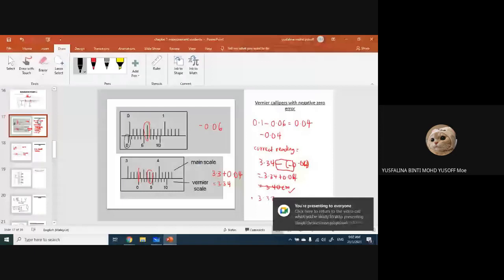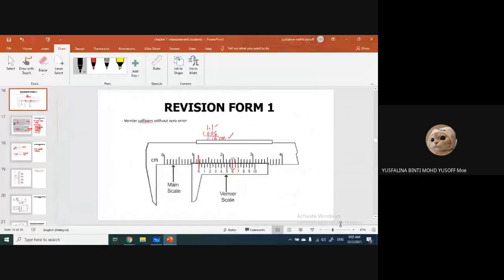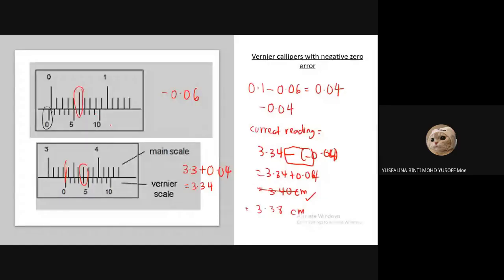Because you can see the reading here, the zero is moved forward. So you need to minus 0.1, because 0.1 comes from this scale. This is 0.01, 0.02, 0.03, 0.04, 0.05, 6, 7, 8, 9, 10. So this one should be 0.10, and 0.10 actually comes from the vernier scale.